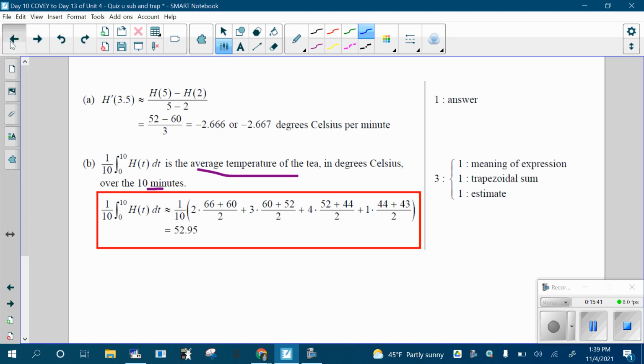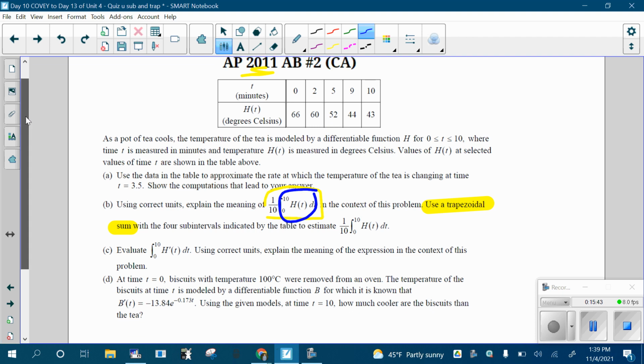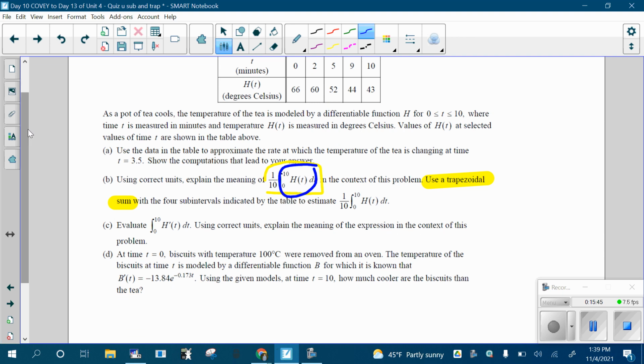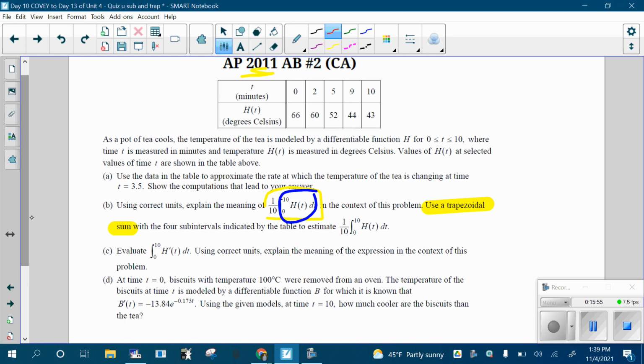Okay. Moving on to C. This is a classic, looks hard, very easy question. The integral of the derivative of h, wait. How do you evaluate the definite integral of something? We do the antiderivative. What's the antiderivative of h prime? Just h. This is just h of 10 minus h of 0. Just negative 23.